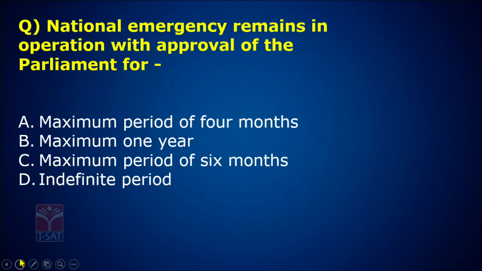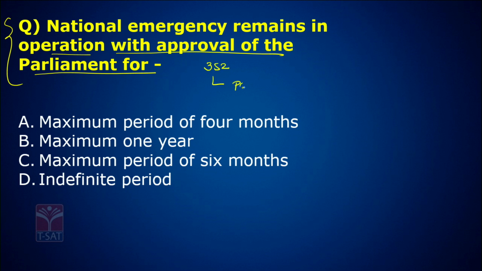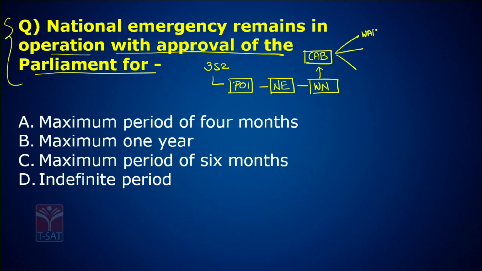National emergency remains in operation with the approval of Parliament for a period of... Look at the screen. I told you before, let me tell you again. As per Article 352, the President of India has the authority to proclaim the national emergency when the President receives a written notice signed by the Cabinet. Now, the Cabinet will send a written notice in case of a war or external aggression or armed rebellion. I just told you this.